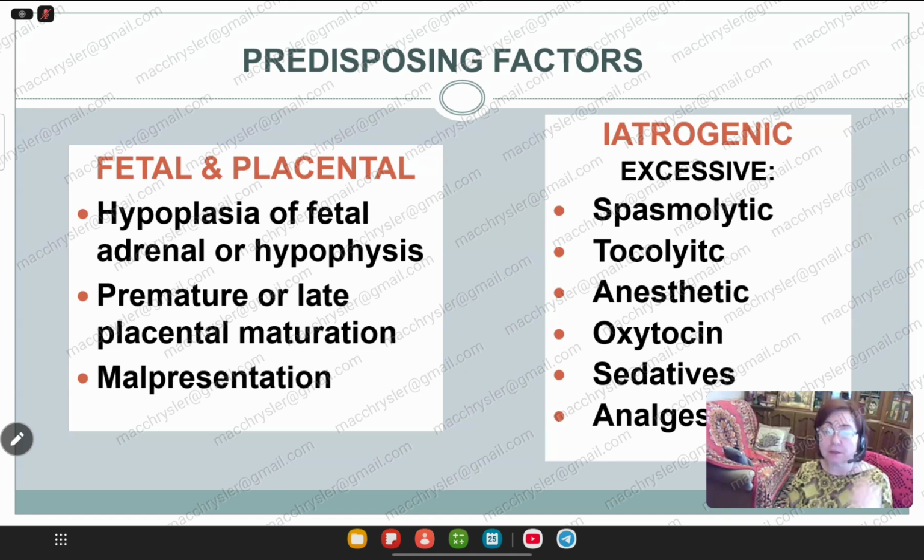Spasmolytic, tocolytic, anesthesia, sedation, analgesic: if they are not proper, not adequate dosage, overdosage, or maybe prolonged use, they can increase the latent phase, which can be prolonged as a result of that, or they can create hypotonic uterine contraction, normal polarity, hypotonic, and as a result of that, no adequate cervical dilatation, and we can have arrest of cervical dilatation.